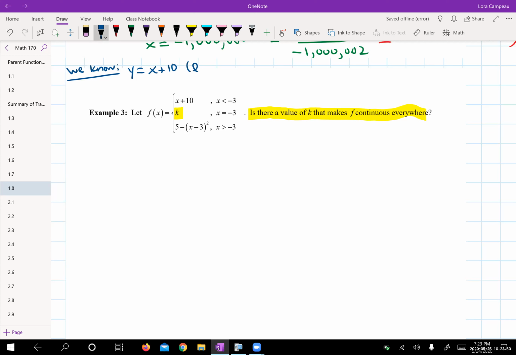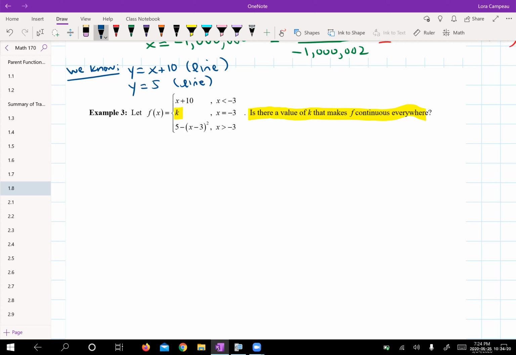We know that's a line. We're good on continuity. Lines are fine. If we were to play with us having a number, k, y equals k, let's just say, for instance, y equals 5. Might as well. We know that that's also a horizontal line. There's no problems with continuity in that case.